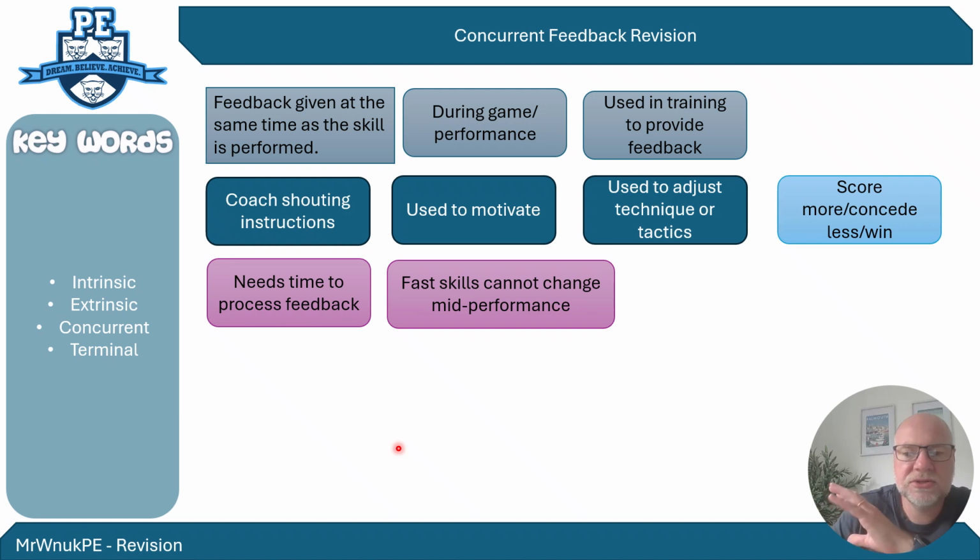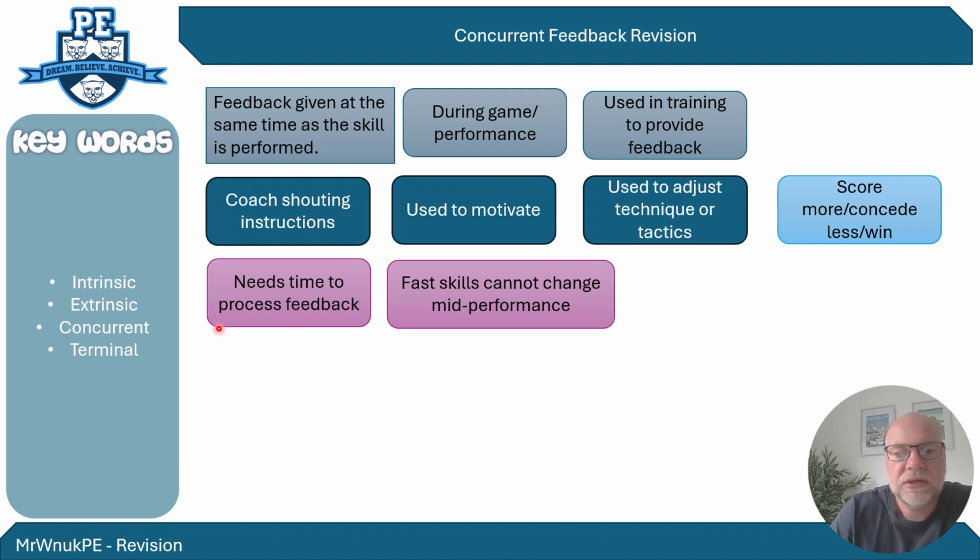Okay, so onto timing of feedback. Concurrent feedback is when the feedback is gained during the performance at the time the skill is being performed. So it's a training aid more than anything else. But examples, you need to think about examples: a coach shouting instructions as someone's running past them on the pitch. It's used to motivate and adjust technique.